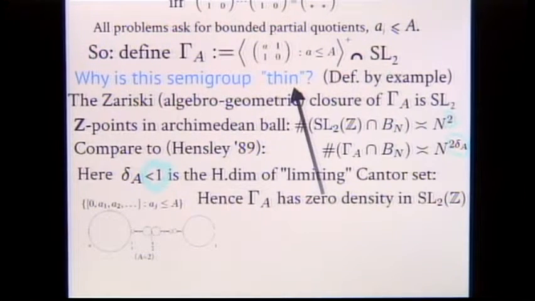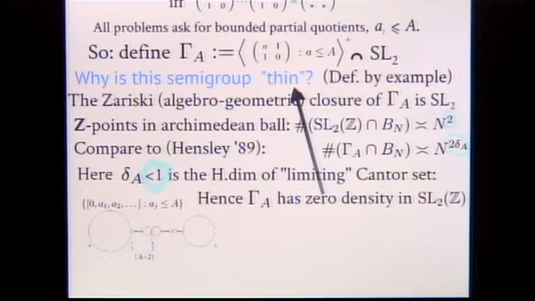A set S in Z^D is thin if you take its Zariski closure, you take the integer points of that, and if in an Archimedean ball, S has zero density in the integer points of its algebro-geometric closure, then I call it thin. How do you count any of these things?